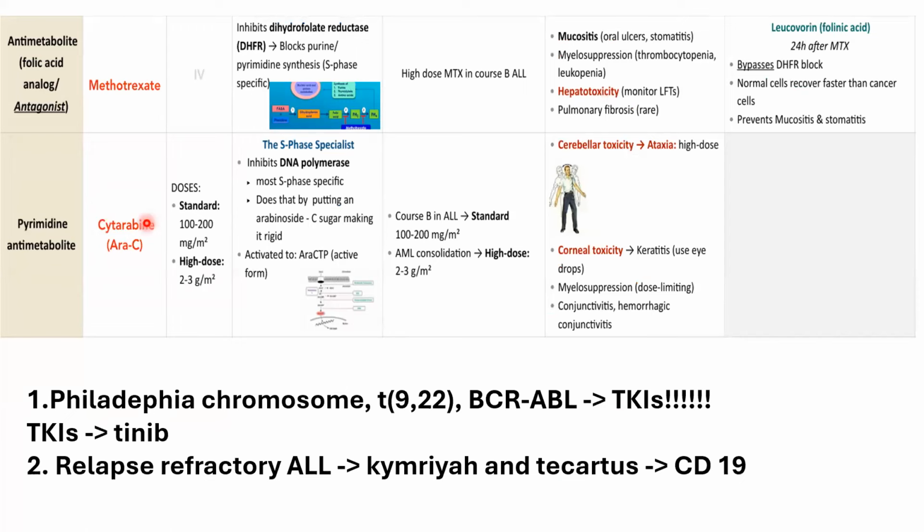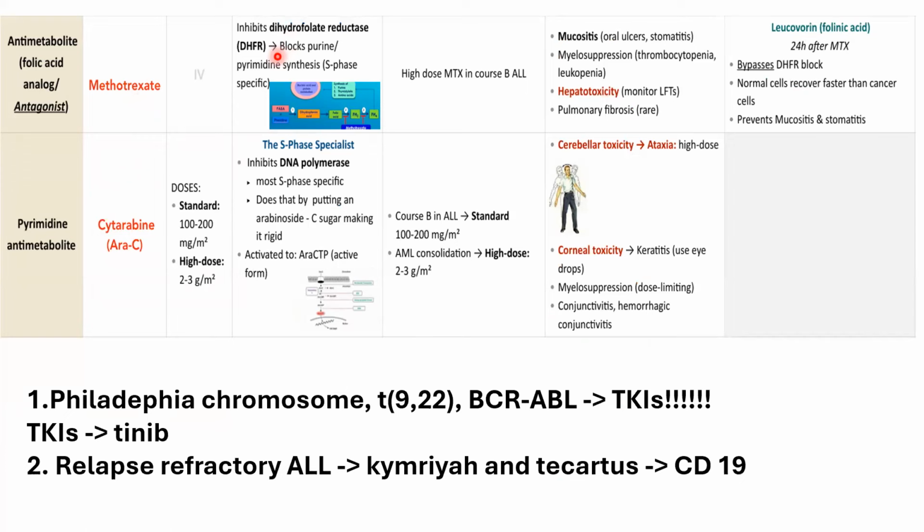Okay, so we're done with the hyper-CVAD, which is course A. In course B, we said it's methotrexate and cytarabine. Now, methotrexate is really easy. We've seen it in 100 other blocks. It comes literally every block, methotrexate.